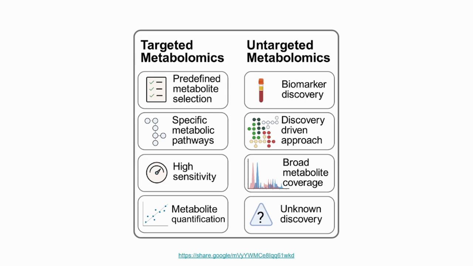But when it comes to untargeted metabolomics, we will be looking for biomarkers or new compounds. If it is a newly identified bacterial species, we'll be looking for new compounds which could be useful to us. So these are the two different areas of study when it comes to metabolomics.